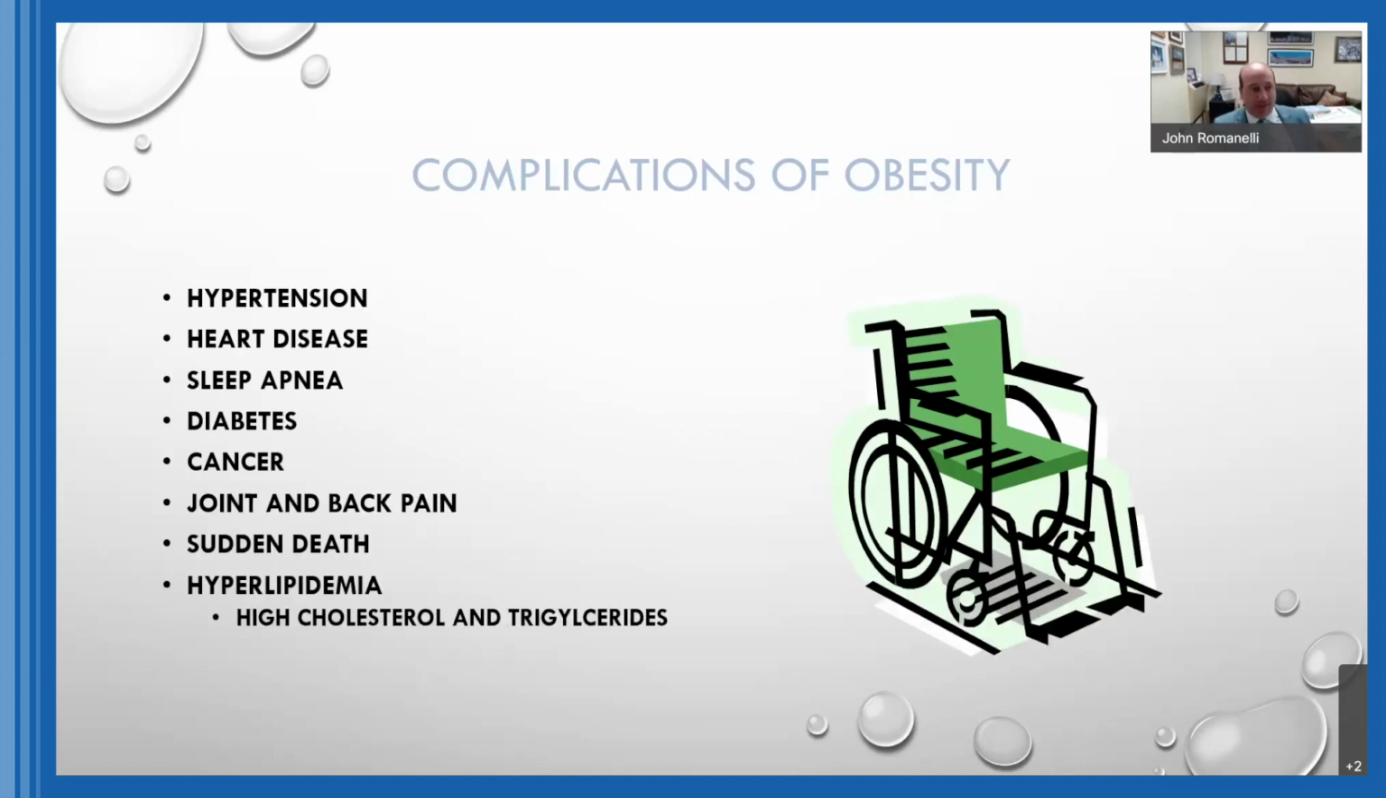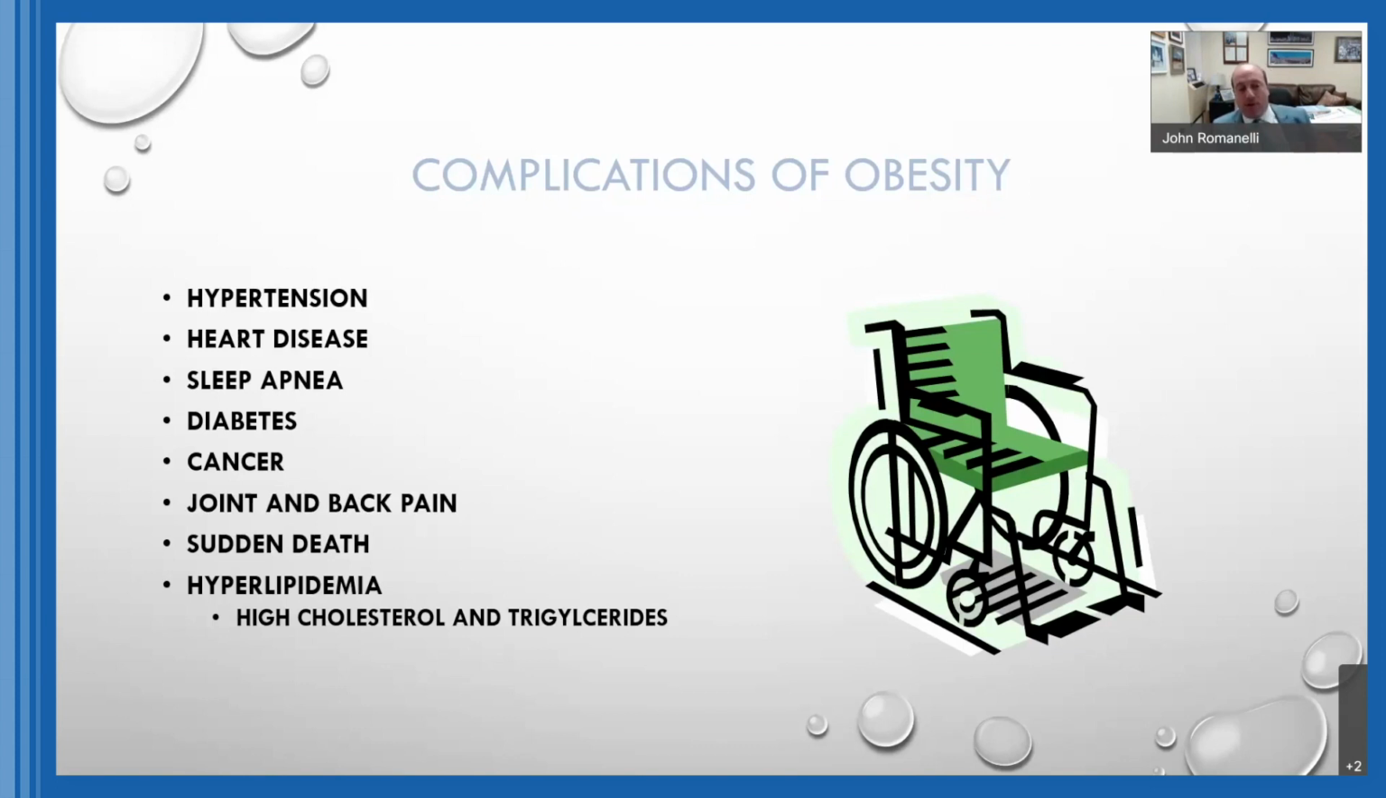Think about this. High blood pressure, heart disease, sleep apnea, diabetes, cancer. There's a bunch of cancers that have a significantly higher rate in the obese population. We're not talking rare ones. We're talking about things like breast cancer, colorectal cancer, prostate cancer in men, ovarian cancer, much higher incidence in the obese patient. Major joint and back pain, sudden death.